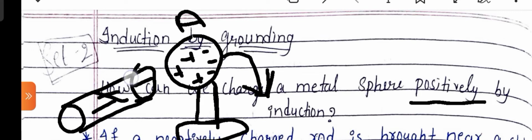After that we can remove the rod. Since the negative electrons have been grounded, only the positive charges remain, so sphere A is now positively charged. We took a metal sphere, and now we have a positively charged sphere. Whatever I have explained is given here, and if you want, you can go through it.